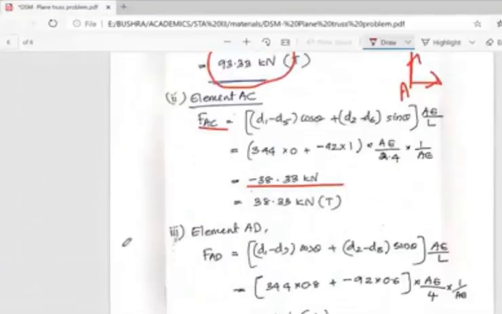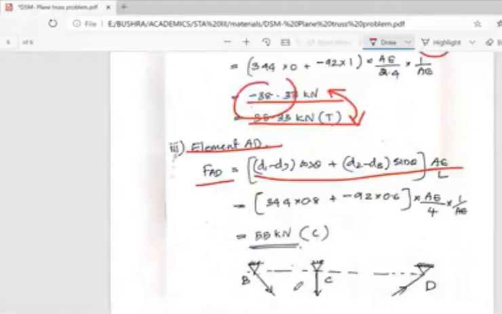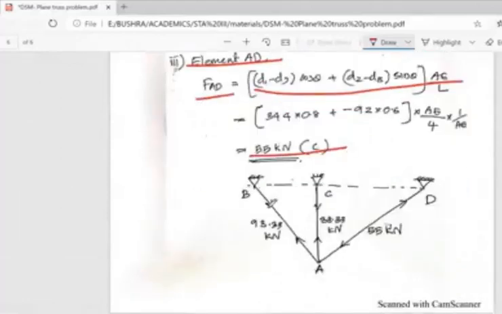Okay, so this is D1 minus D5 into cos theta plus D2 minus D6 into sin theta, that is the expression, into AE by L. Okay, and D5 and D6 are 0, and you can substitute the values of D1 and D2 and find the force FAC. And here also I have obtained negative, so it is tension. So for element AD, FAD is the same expression, and I have obtained this as compression. So you can mark the member force like this. Okay, this is 93.33 tension, and this is also 38.33 tension, and this is compression, pushing the joint, 55 kilonewton. Okay, is it clear?